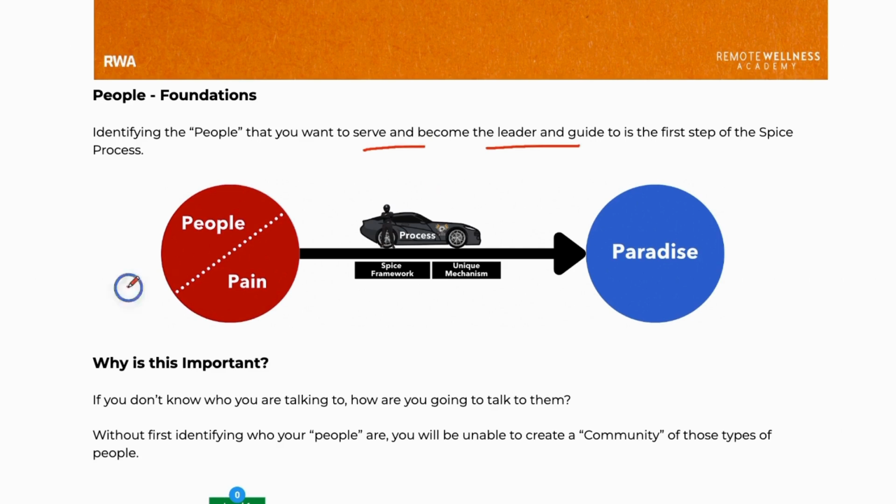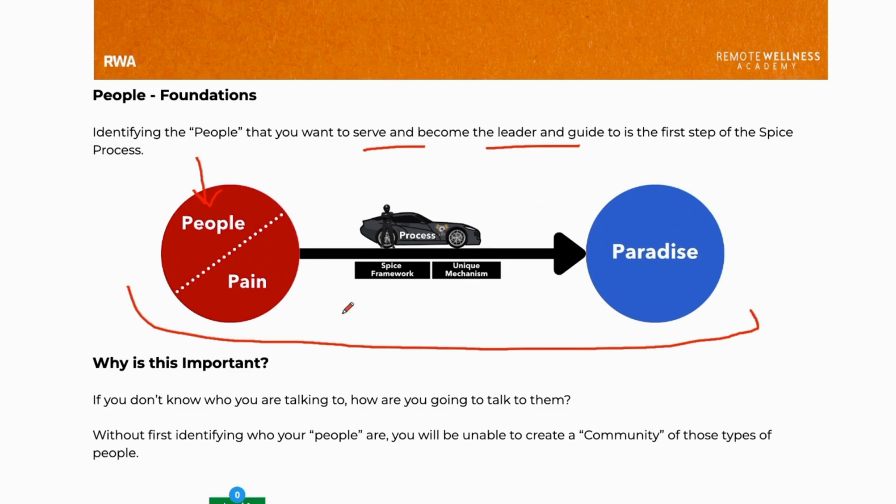When we talk about this framework and the 4P process, we're talking about the people here. This is important because until you identify exactly who the specific people are that you want to help, it is impossible to identify what the pain of those people is, what the paradise is, aka the results and outcomes those people actually want, and what the roadblocks are in the way of that specific group. Only then can you design a SPICE framework, a SPICE process, branding, messaging, and a unique mechanism for that group of people as well.